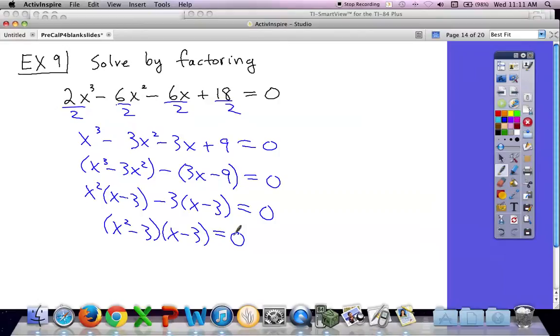So sometimes by grouping the first 2 and grouping the last 2, you create a situation where you get the same thing in parentheses there. It won't always work, but at this point in the book, that's all we could really do with this. So the answers here will be x equals 3 and x equals plus or minus the square root of 3.